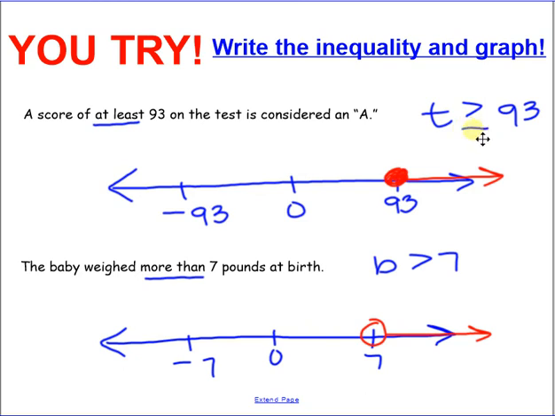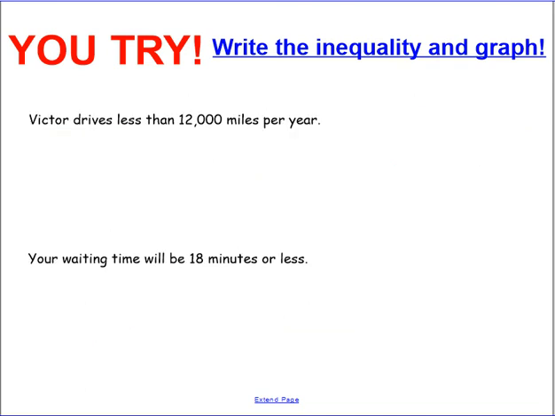Now, once you have the 93, do you need more than the 93 or less than the 93? You need more than. So this symbol right here needs to be greater than. For the second one, it is your variable, so B is greater than 7 because the baby weighed more than 7 pounds at birth. All right, go ahead and try these two.